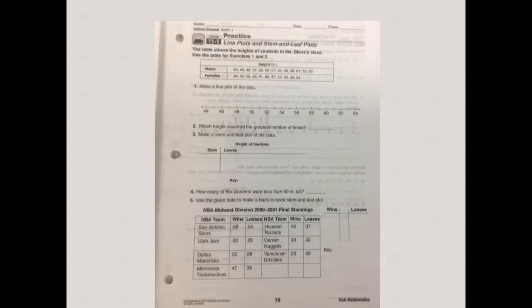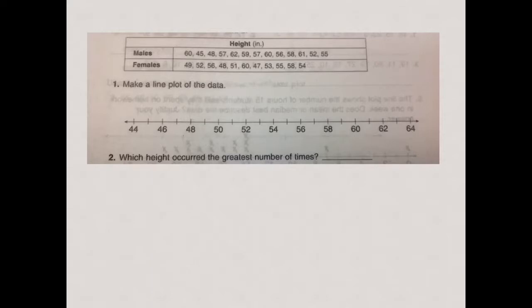During that second example, I do want you to pause the video, maybe take out a piece of paper at home, and make the line plot yourself, and then follow along, make sure we have the same thing. So here we have two sets of information, males and females, their height, and it says make a line plot of the data. So what I'm going to do is, let me use red, and I'll make it a little thinner.